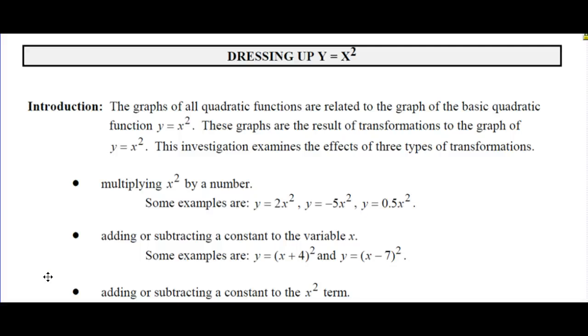Okay, dressing up y equals x squared. The graphs of all quadratic functions are related to the graph of the basic quadratic function y equals x squared.